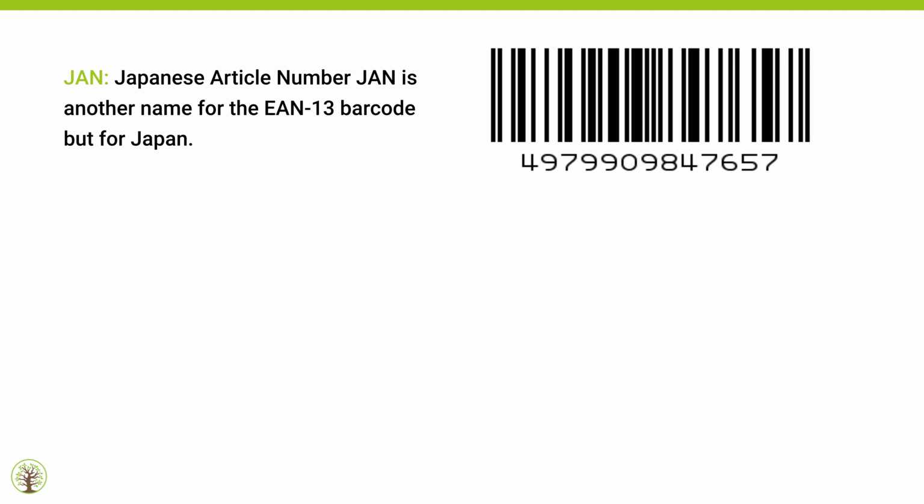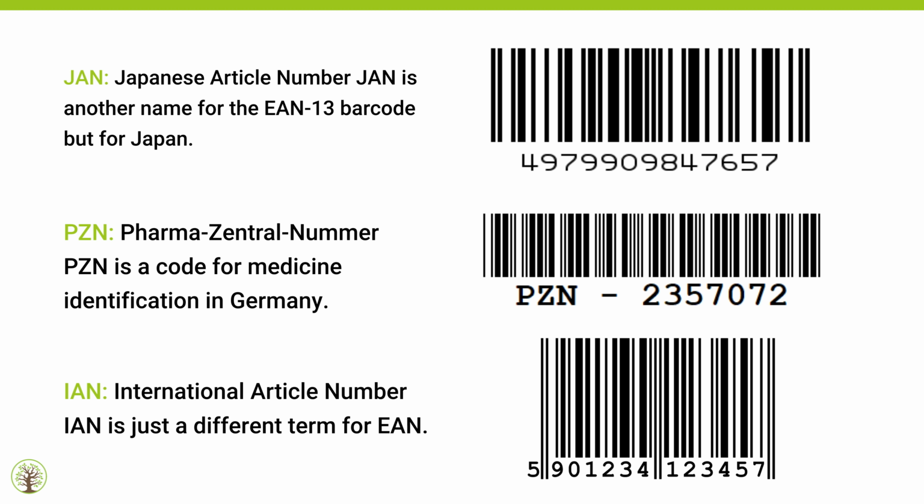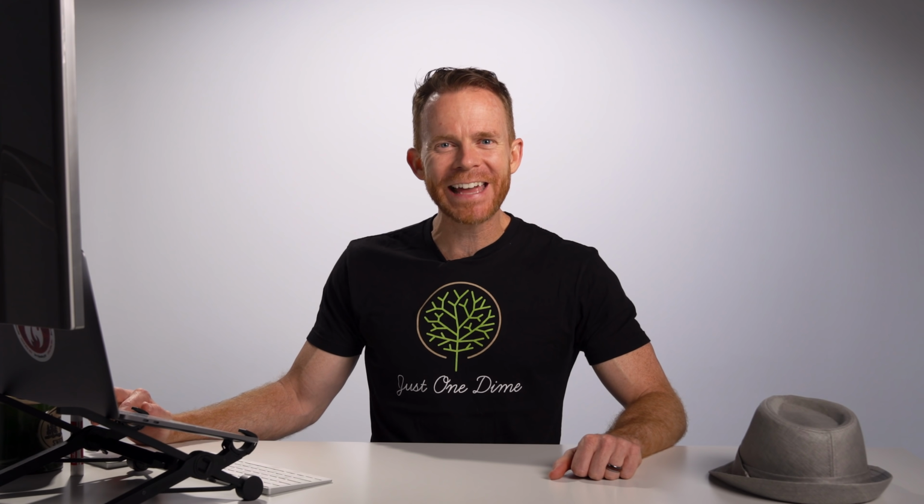Number two, you have JAN. She's cool, by the way. JAN stands for Japanese Article Number. JAN is another name for the EAN13 barcode, but is specifically for Japan. Next, you have PZN. Even sounds German. It stands for Pharmazentralnummer. PZN is a code for medicine identification in Germany. And finally, last but not least, you have what is called IAN, International Article Number, which is just a different term for an EAN. Is your mind swimming yet?